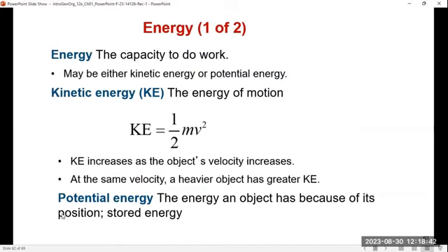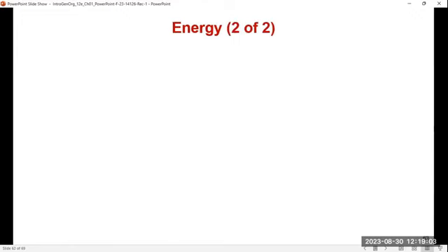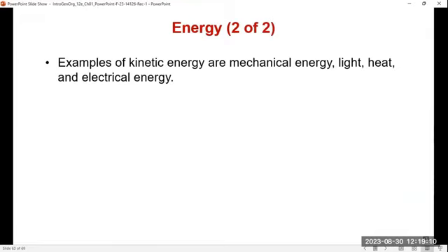So there are 2 common types of mechanical energy, kinetic energy and potential energy. We find 2 forms of energy. Energy is mainly kinetic energy: mechanical energy, light, heat, and electrical energy. These are 1, 2, 3, 4, 5 forms of energy. No, 1, 2, 3, 4.